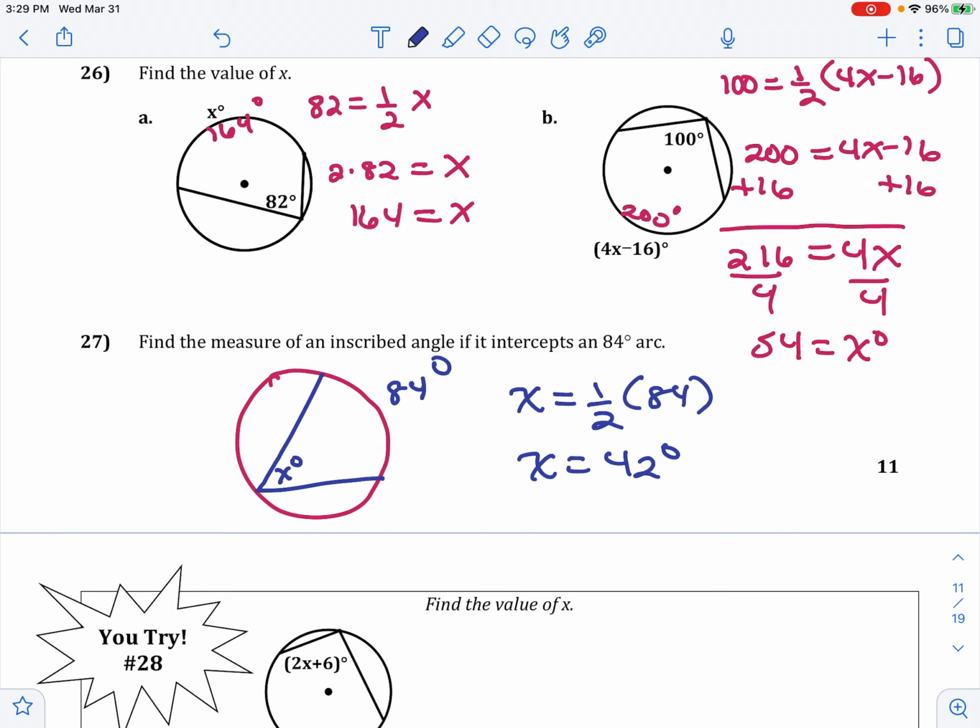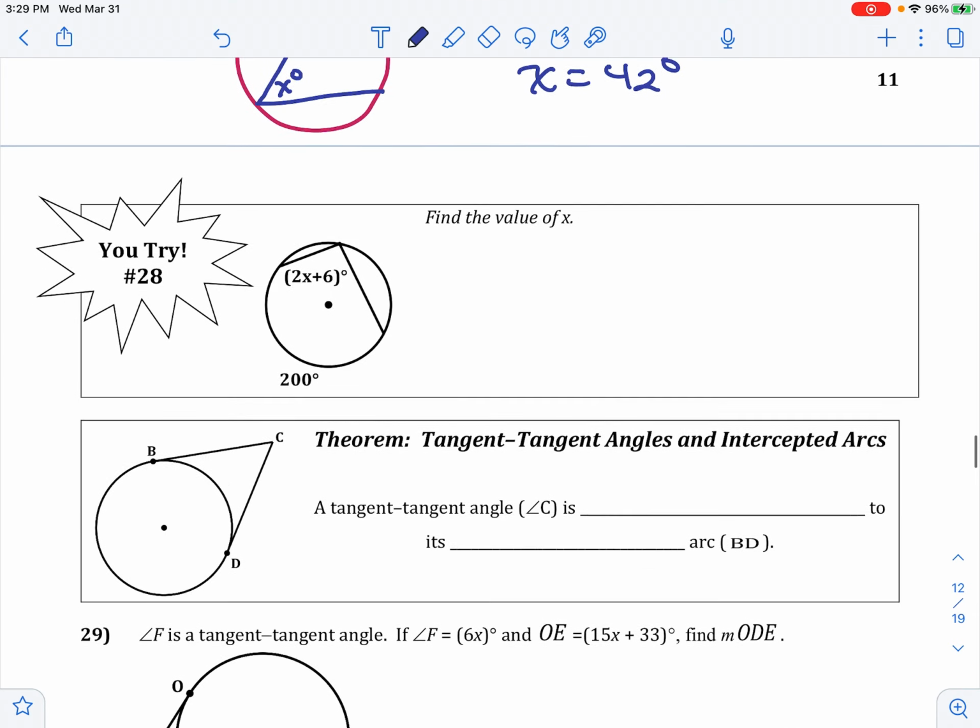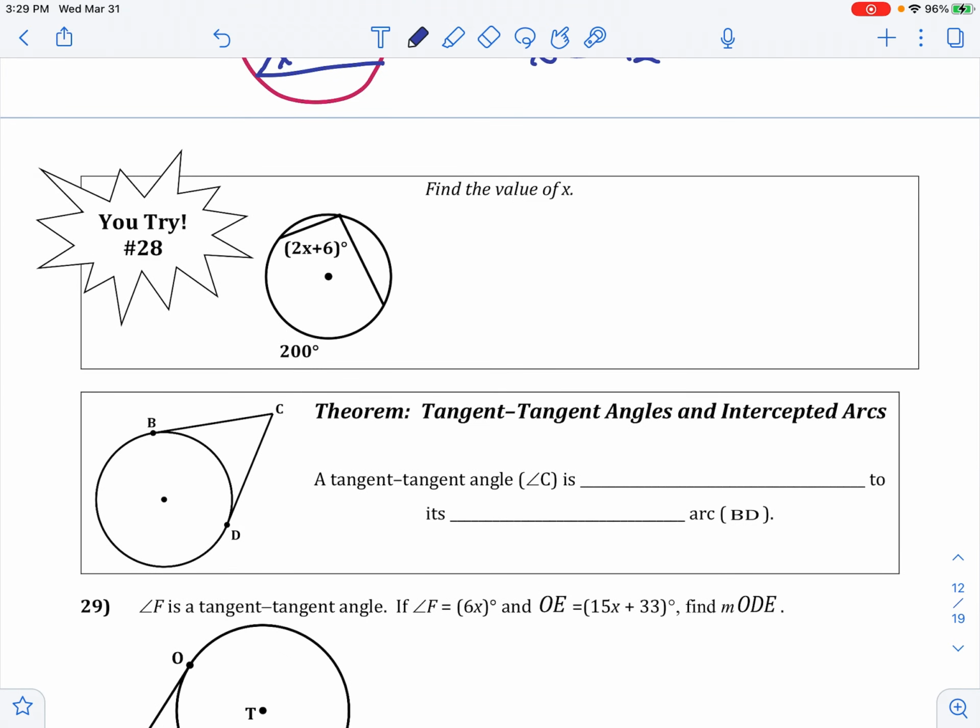I think we finally made it to the last page of this section. And there's going to be some you try at the top. We'll start with that one. So if you want to take a minute and pause the video, think about what type of angle it is, and see if you can solve.